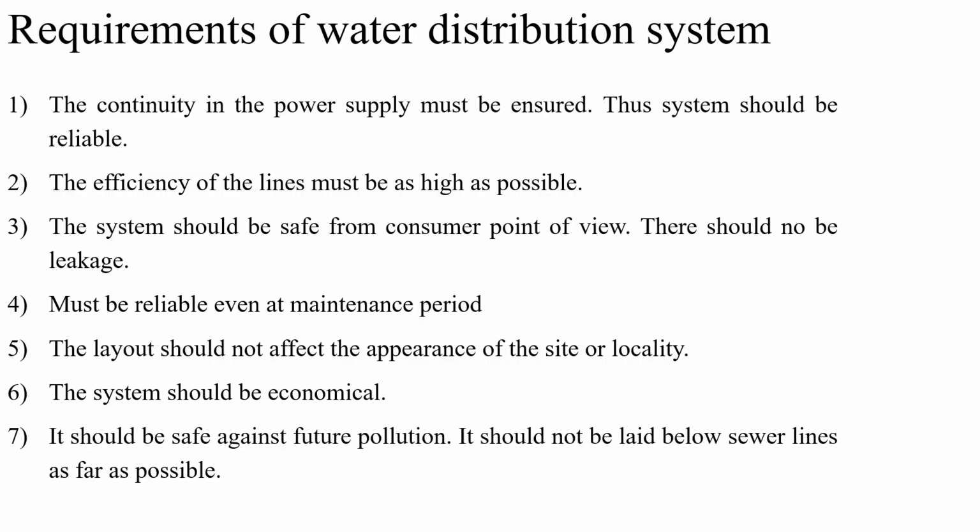Requirements of a good distribution system. The continuity in the supply must be ensured. The system should be reliable, meaning we must be able to rely on that distribution system. The efficiency of the supply lines must be as high as possible. The system should be safe from the consumer's point of view. There should not be any leakage, so that the flow will always be regular. It must be reliable even during the maintenance period as well. During maintenance also, from the consumer's point of view, we must get proper water.